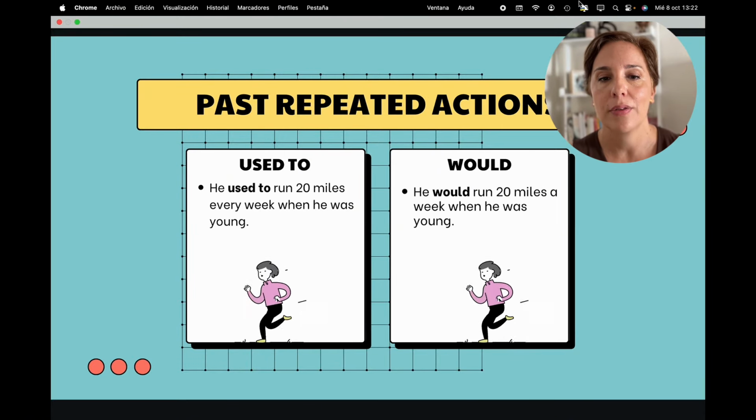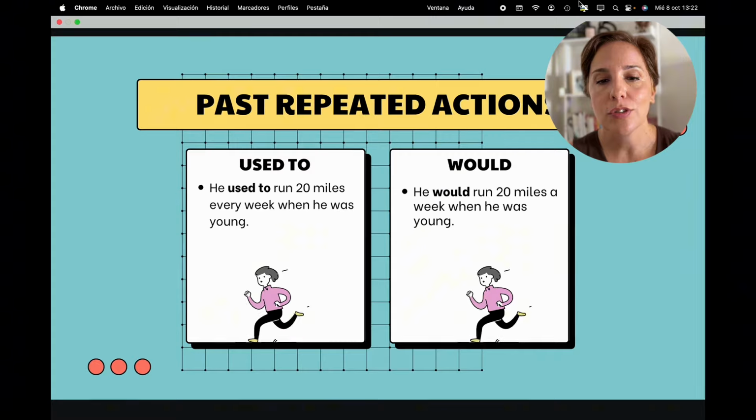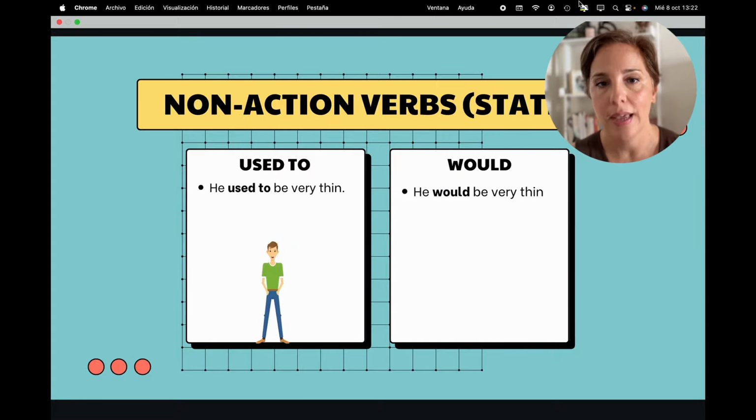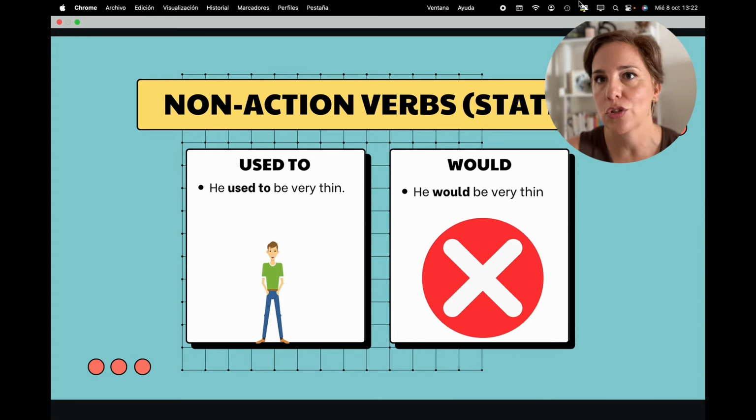Now, let's take a look at another example. So, he used to be very thin in the past, okay? Be is a non-action verb. To be thin is simply a state, a permanent state. So, can we say he would be very thin when he was young? The answer is no, you can't, because to be thin, to be tall, to be attractive, okay? It's a state and it's not an action verb. That's why the only possibility here is to say he used to be very thin, all right? He would be very thin is incorrect.